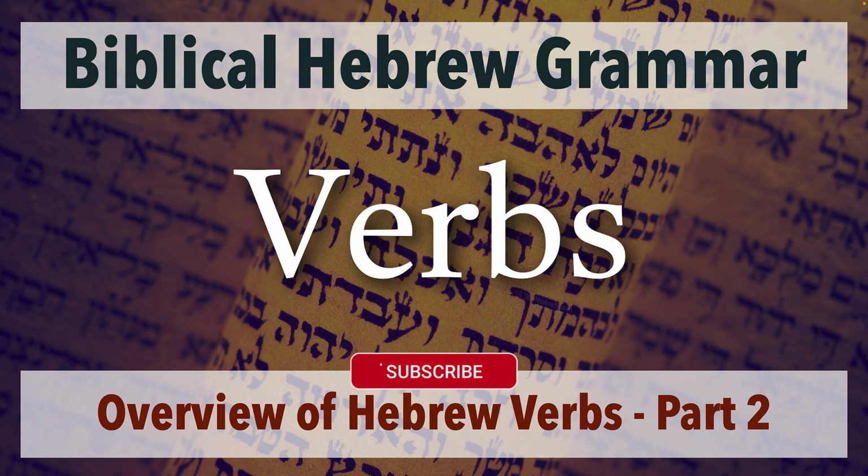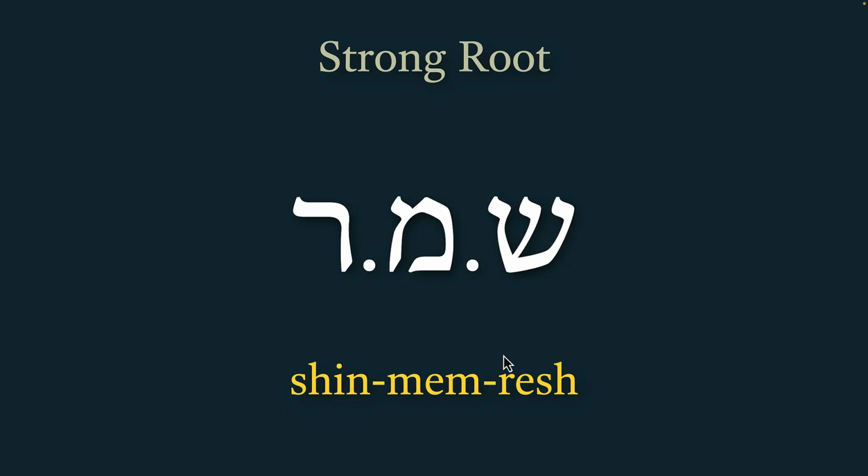This is Moses Gumadi once again, and we are studying the Hebrew verbs. And this will be an overview of the Hebrew verbs part 2. In the previous study, we looked at the root shin mem resh, from which we said you can generate so many different kinds of verbal forms based on various structural rules. Right, we saw the conjugations and all that stuff.